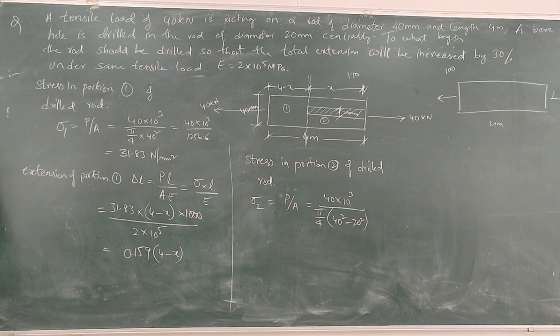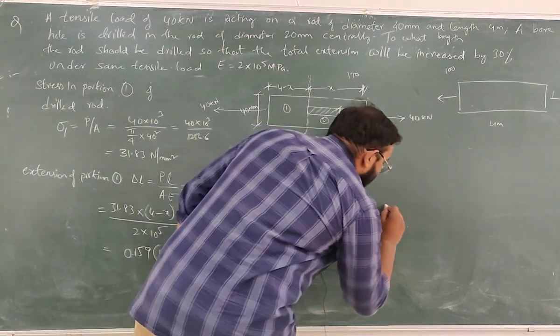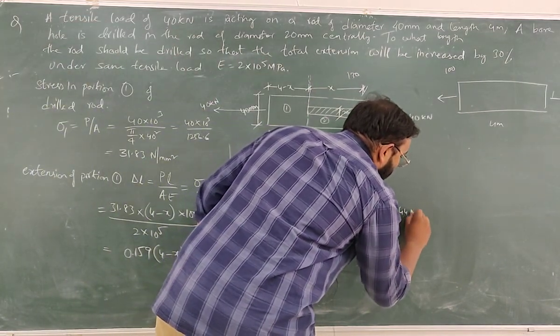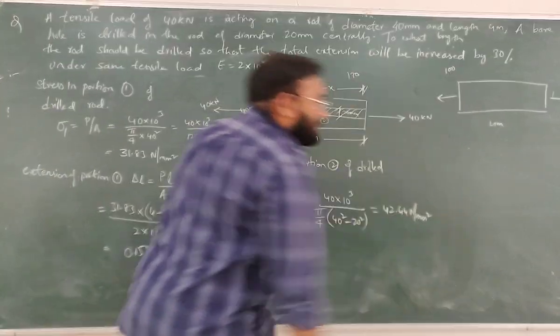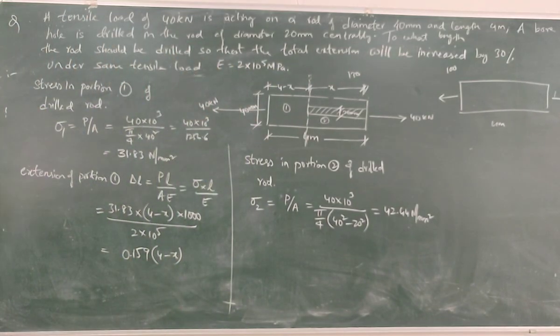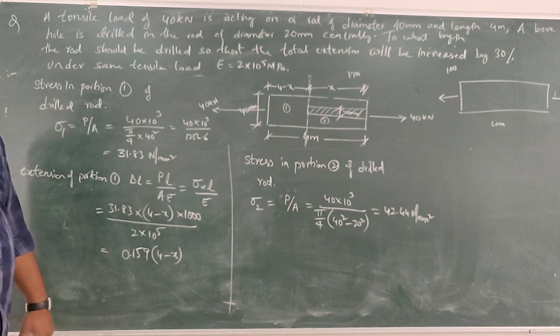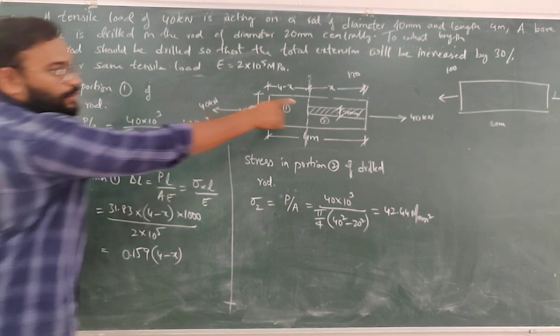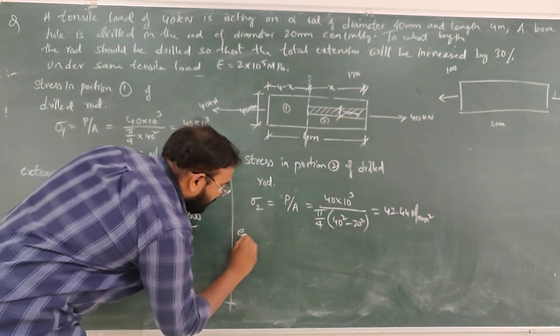Please check the answer. 42.44 is correct. 42.44 Newton per millimeter square. Please check the answer, 40 square minus 20 square. 42.44.